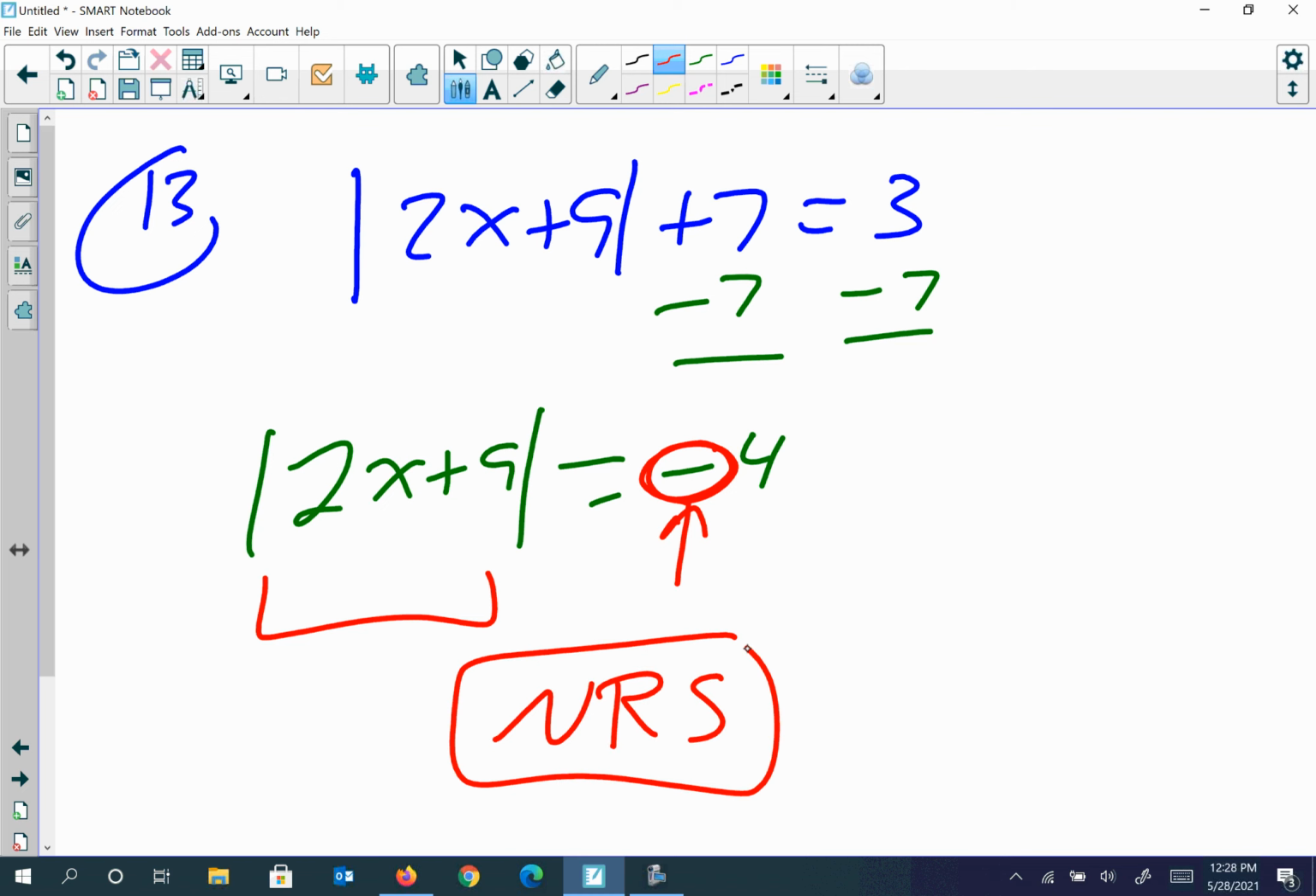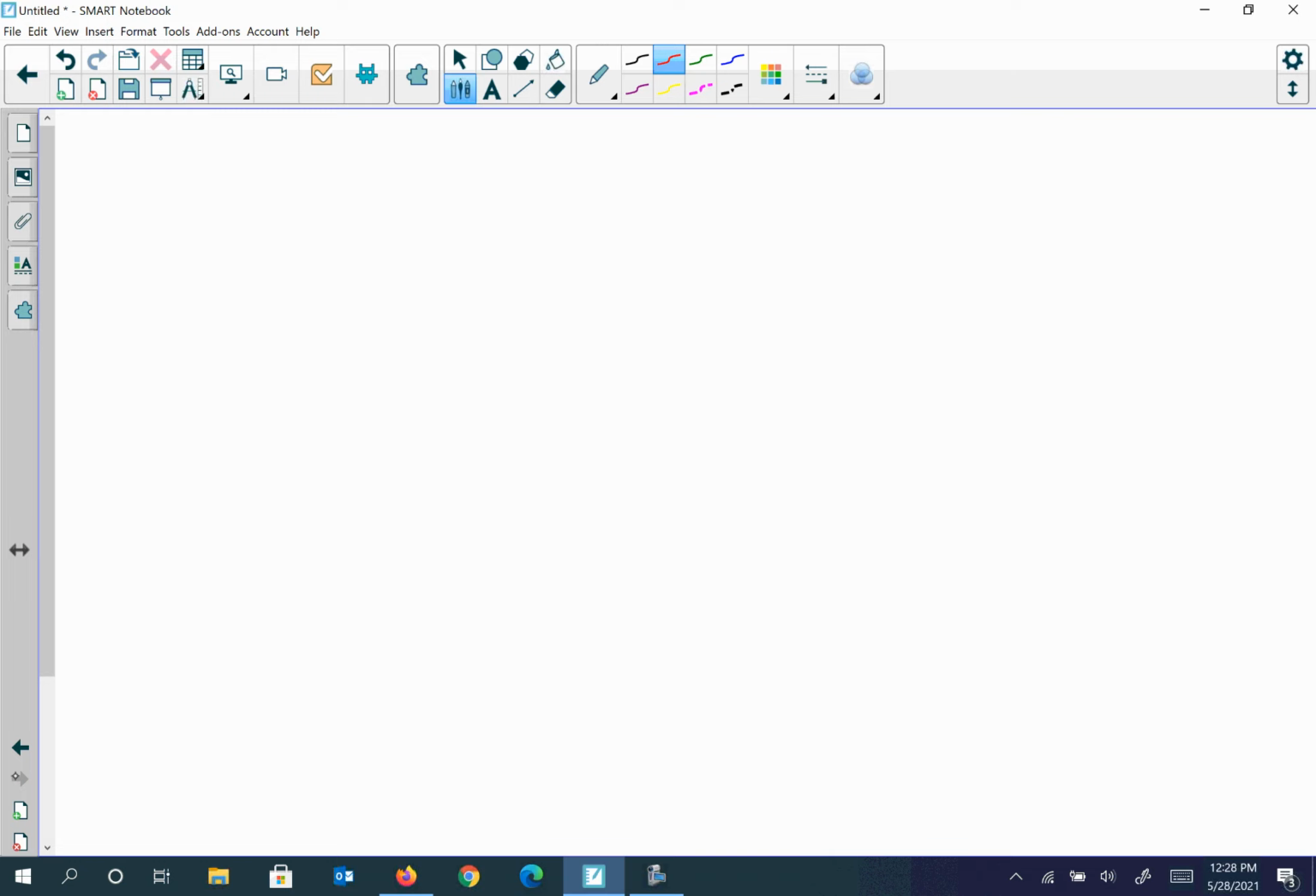Okay, it wouldn't work. We can't break this up. If we tried to solve it, doing 2x plus 9 equals negative 4 and 2x plus 9 equals positive 4, we get our answer. It would not work if we plugged it back in for x. That's it.